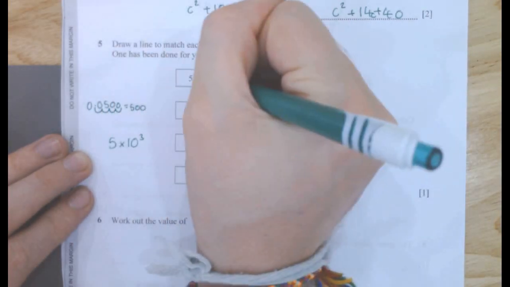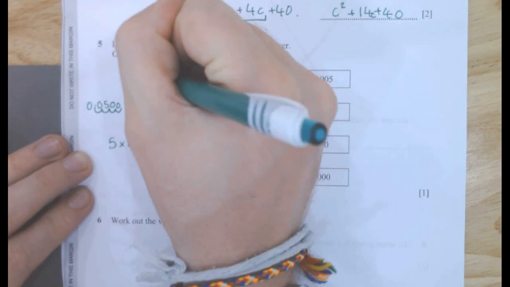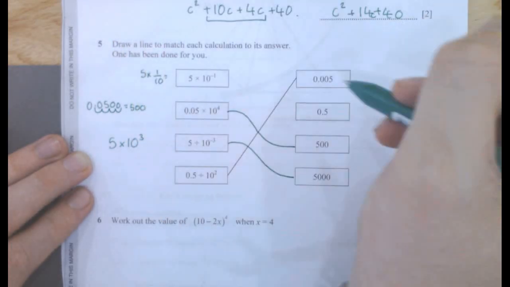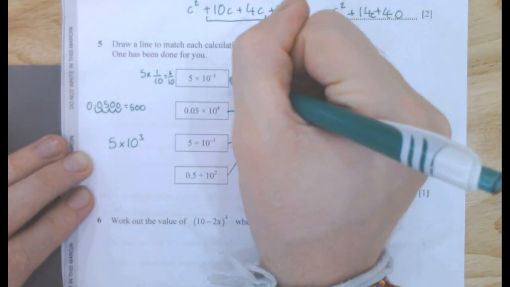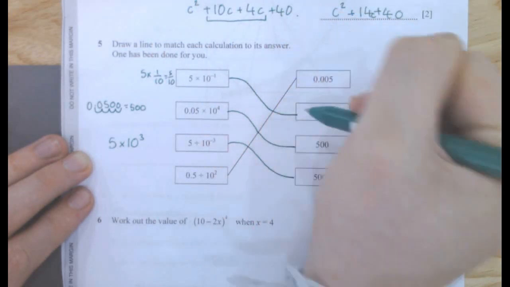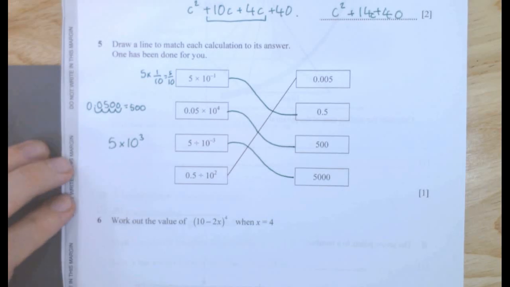5 times 10 to the negative 1. Multiplying by 10 to the negative 1 is 5 times by 1/10, which is 0.5, because that would be 5 over 10, which is a half, which is 0.5. There's a few different ways to do those, but that's the way that I would go with it.